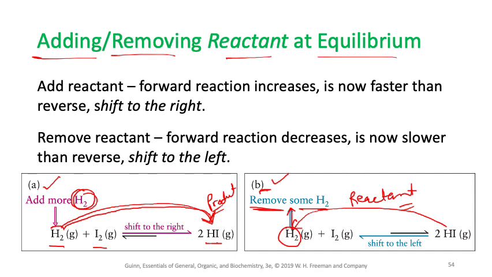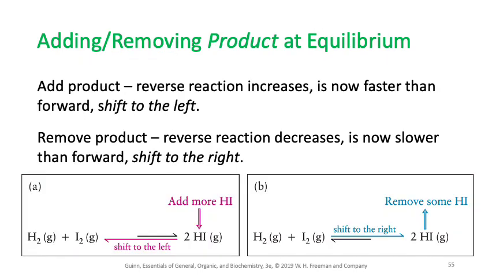Now let's try to do exactly the same but on the product side on the next slide. So now we have the same type of equation again, A and B, but what are we doing over here? We are adding or removing the product, right? So in reaction A, we are adding more hydrogen iodide to the reaction mixture which is in equilibrium. So what's going to happen if I add more from outside?